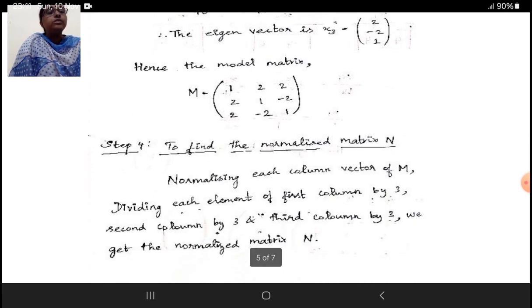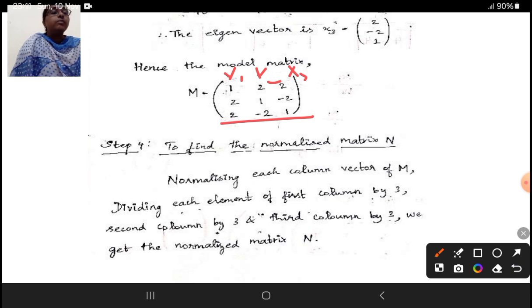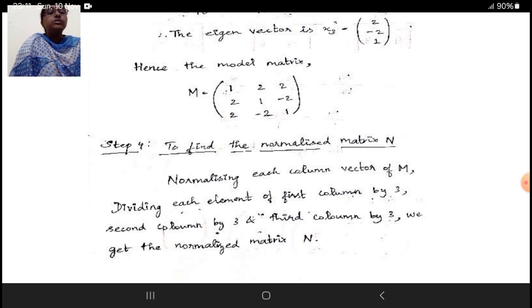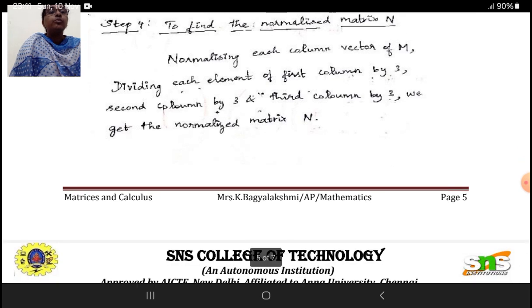From these three eigenvectors, I am writing the modal matrix. The modal matrix is the first x1 vector, then the x2 vector and then the x3 vector. These three vectors we write as a single matrix. Once we write these, next we can calculate the normalized matrix.